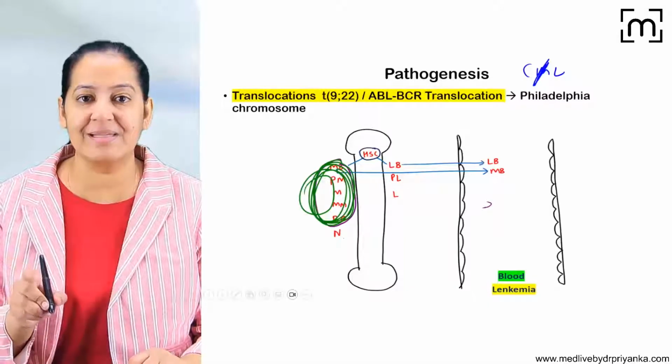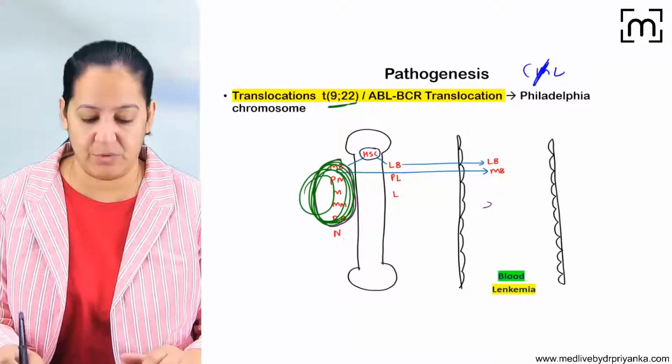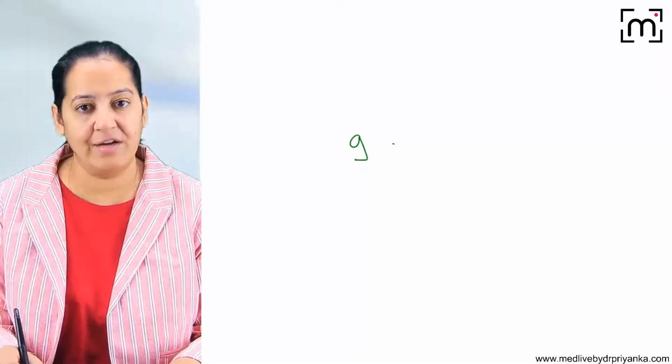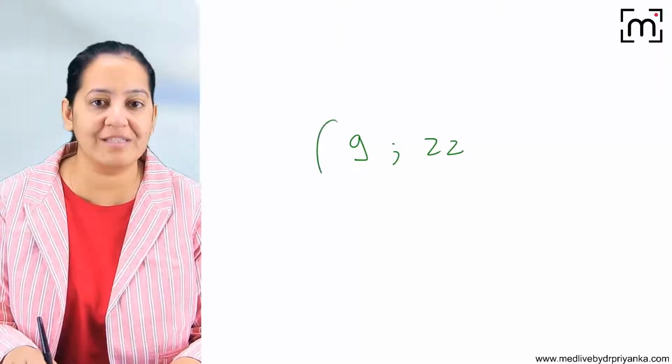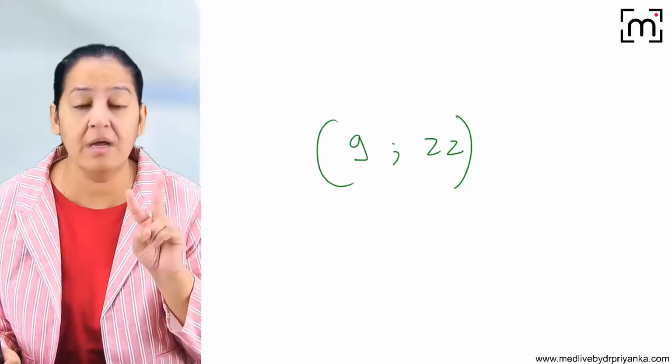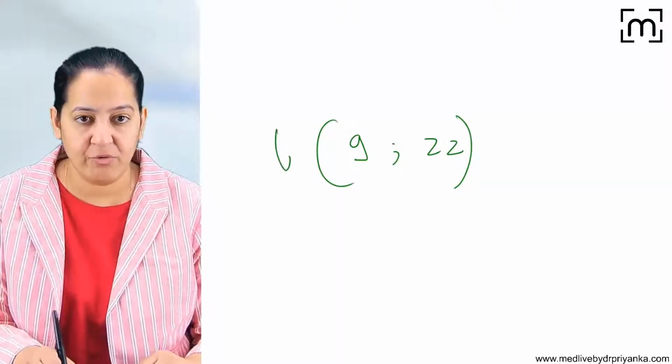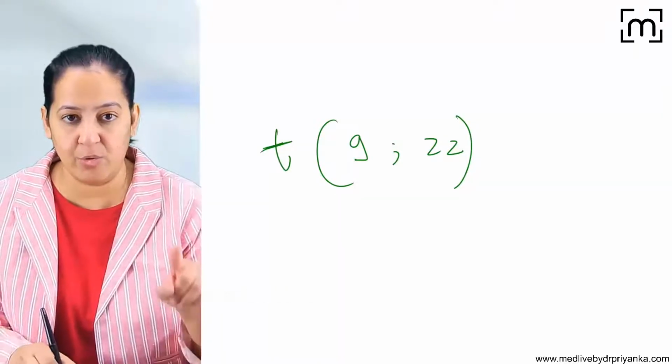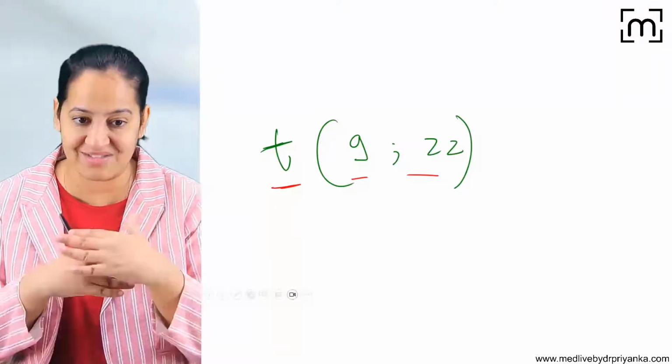So what is the pathogenesis? The pathogenesis is 9;22 translocation. So you can write down 9, and you can write down a semicolon, 22. In the small brackets, we have to write down the numbers of the 2 chromosomes, and we have to write down a small t. That means translocation between 9 and 22, a balanced translocation.